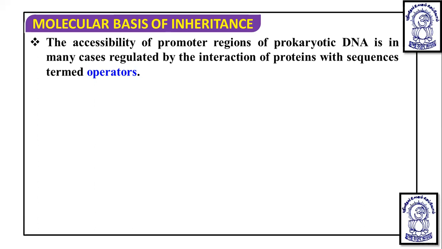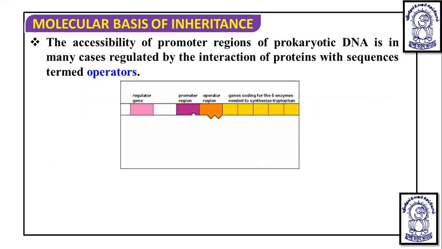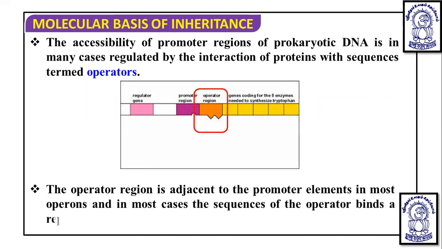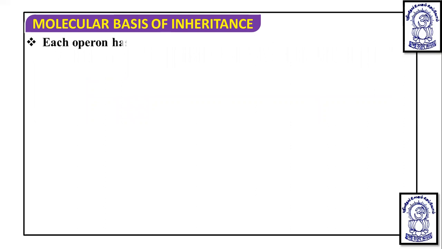So operator genes are the genes where the promoter accessibility for the RNA polymerase is regulated by the interaction of some proteins with the sequence termed operators. So this is the operator region. The operator region is adjacent to the promoter element in most operons, and in most cases the operator sequence binds a repressor protein. So this repressor protein is going to bind with this operator region. How? Let's discuss. We will understand in the later part.